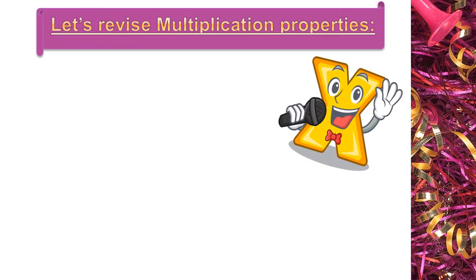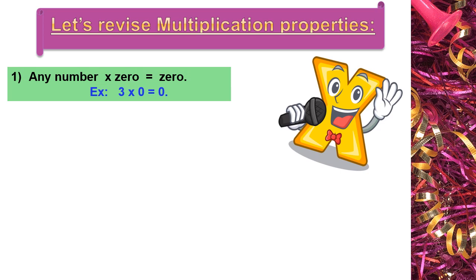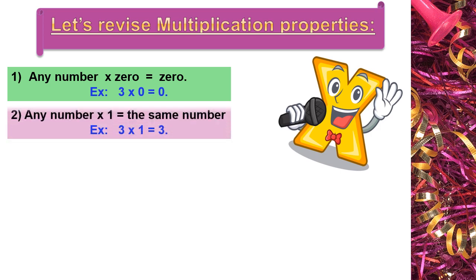Let's revise all multiplication properties I studied. The first property: any number times 0 equals 0, because 0 is hero. So 3 times 0 equals 0. Number 2: any number times 1 equals the same number, because we said 1 is like a mirror. So 3 times 1 equals 3.